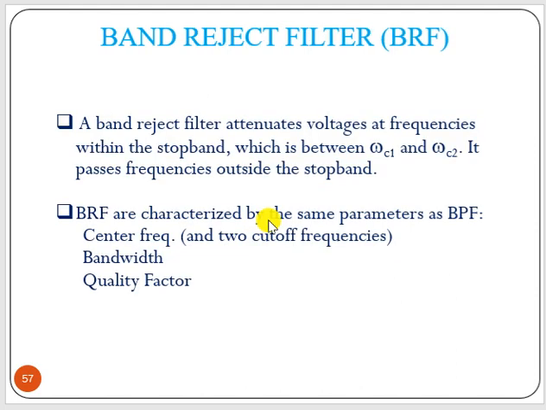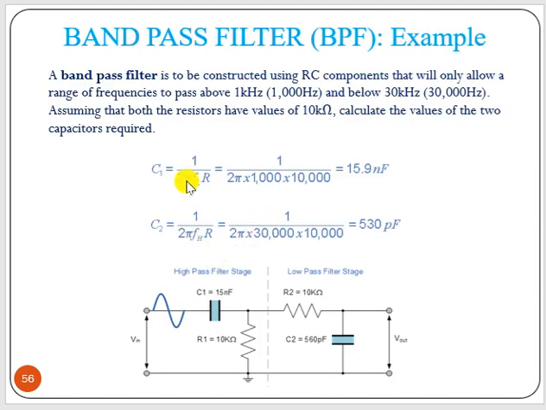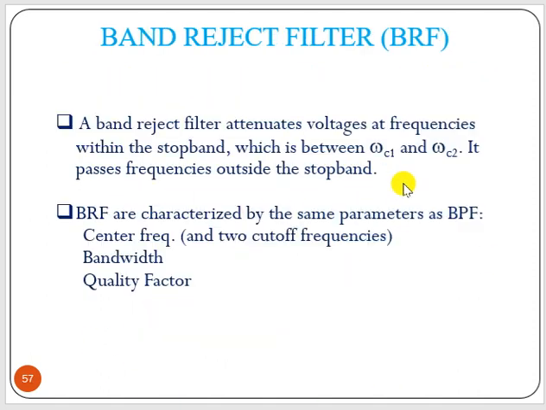frequency. So for that, FL is equal to 1 by 2 pi R1 C1. FL is known, that is 1 kilohertz, so C1 we can find out. Similarly, FH is nothing but 1 by 2 pi R2 C2. R is the same value, so you can find out C2 because FH is given as 30 kilohertz. So we got the values of R1 C1 and R2 C2. So that is the bandpass filter example.